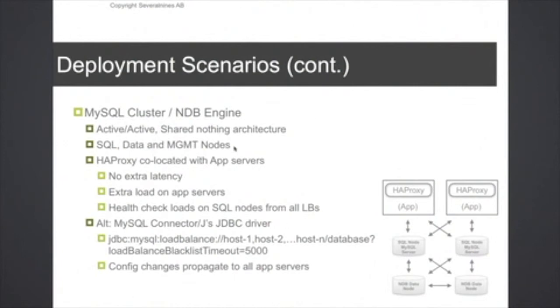An alternative to putting the HAProxy instance on the application server, if you have a Java-based application, is to use the JDBC driver and load balance your requests across the SQL nodes using the JDBC driver. Of course, any configuration change needs to be propagated across all the application servers.